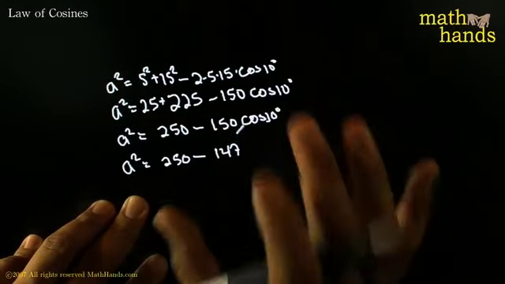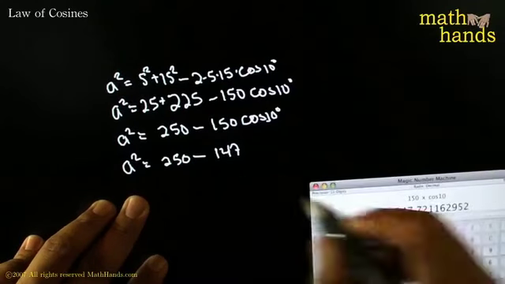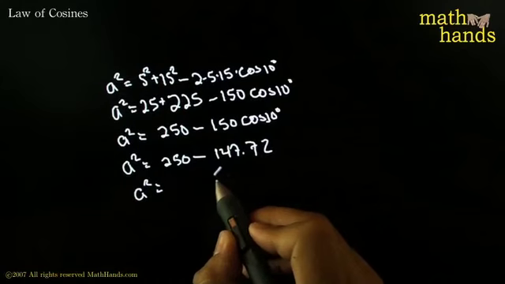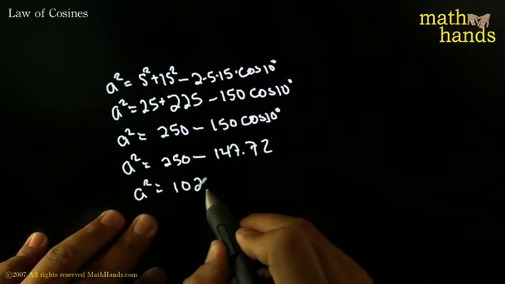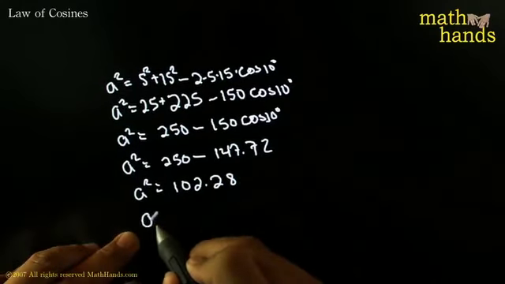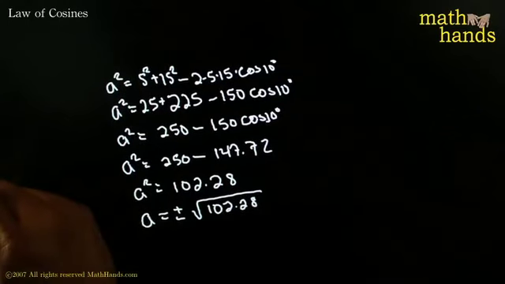You shouldn't round off so much, but just for our purposes, I'll just keep it to 2 decimal spots. So that means that a squared is equal to 102.28, and so a is equal to plus or minus the square root of 102.28. Now, if we assume that a is the side of a triangle, and we assume that it's positive, then we'll have to go with the positive root. So a is approximately the square root of 102.28.